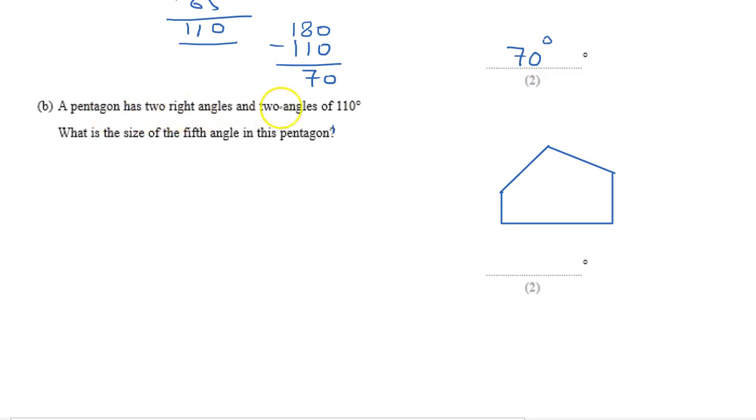A pentagon has two right angles and two angles of 110 degrees. Suppose this is the right angle, 90 degrees. This one is 90 degrees. And two angles of 110 degrees. This is 110 and this is 110. What is the size of the fifth angle of the pentagon? We have to find this x.